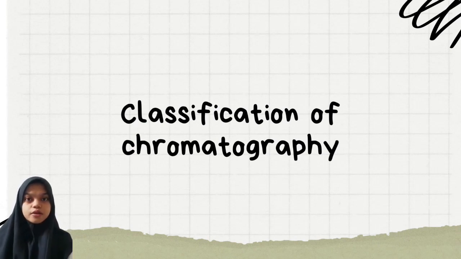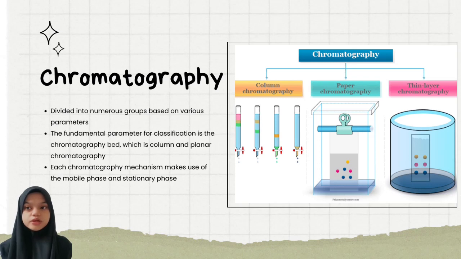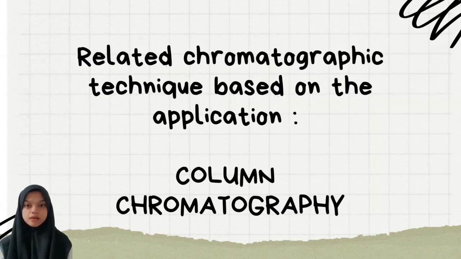Classification of chromatography. Chromatography is divided into numerous groups based on various parameters. The fundamental parameter for classification is the chromatography method, which is column chromatography and planar chromatography. Each chromatography mechanism makes use of a mobile phase and a stationary phase. There are three types of chromatography. The first one is column chromatography, the second one is paper chromatography, and the third one is thin layer chromatography.